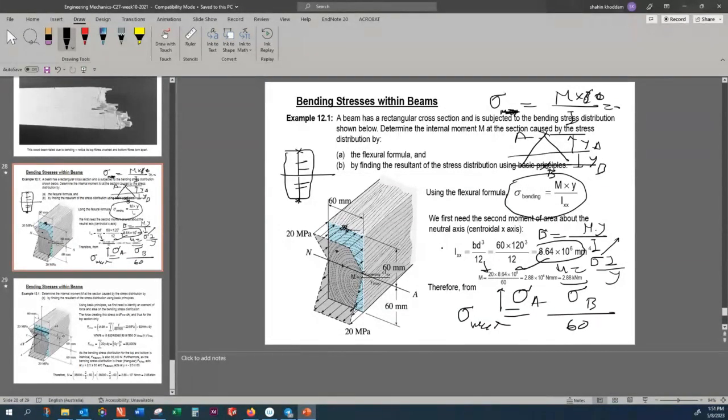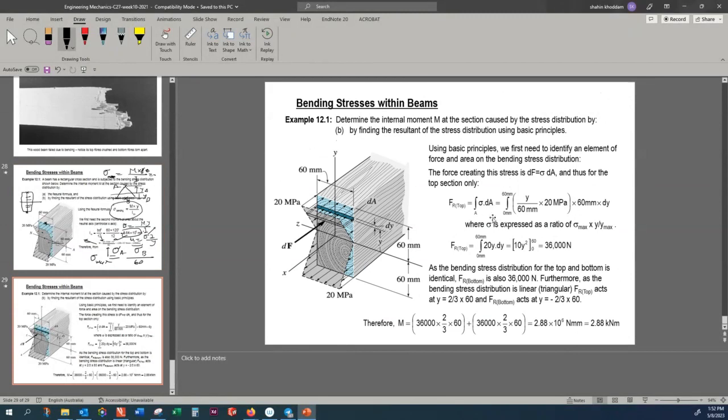Okay, so you can find out this moment either by using the flexural formula as I did, or you just make a free body diagram and solve this free body diagram by integration. Either way, both of them give you the same answer.